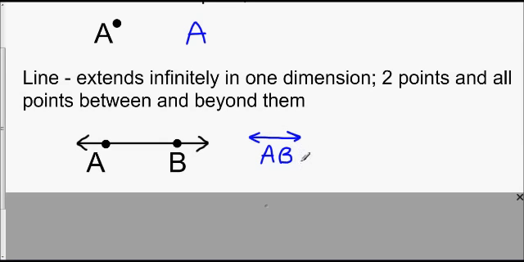Those arrows are important. So you could name a line with points. You could also name it, if you had like a little cursive letter here on the line, it's not attached to a point, that is the name of the line. So you could name this line L, and those are both acceptable ways to name the line.